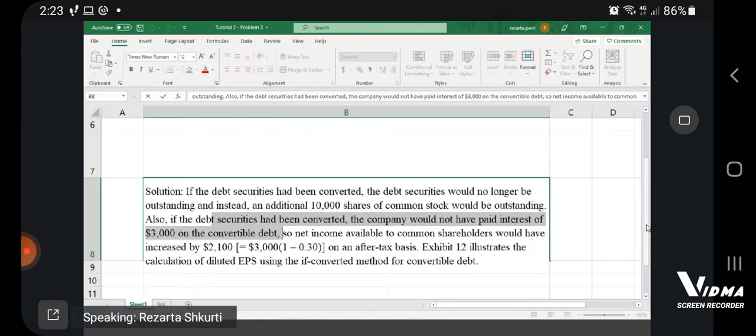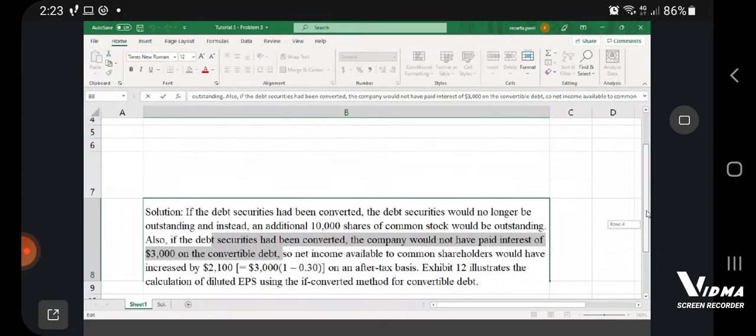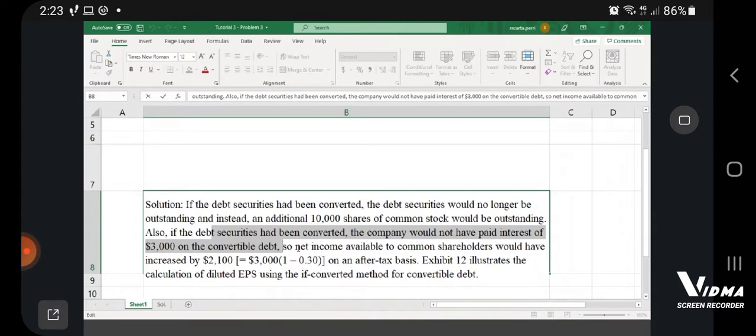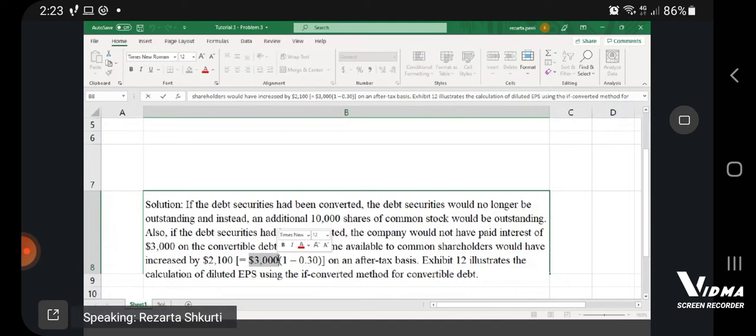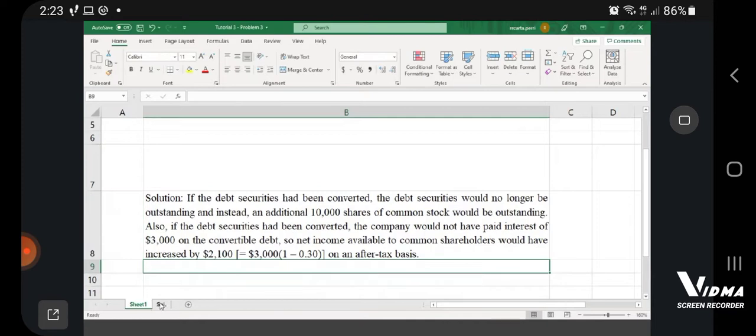How do we calculate 3,000? That is because we have debt at 6% on 50,000 par value. 50,000 multiplied by 6% gives us the 3,000 amount here. That means that net income available to common shareholders would have increased by $2,010. The calculations are shown like the interest expenditure. To reflect the post-tax effect, we multiply that by 1 minus the tax rate. So the exhibit that we are going to show now is the solution here.